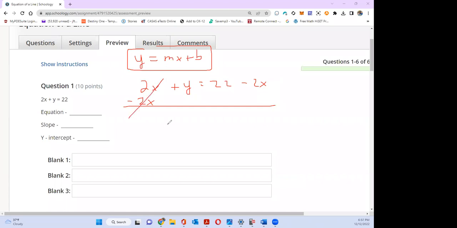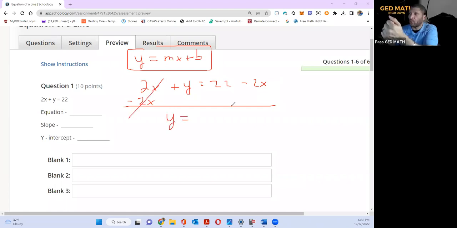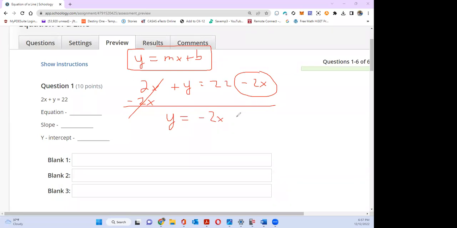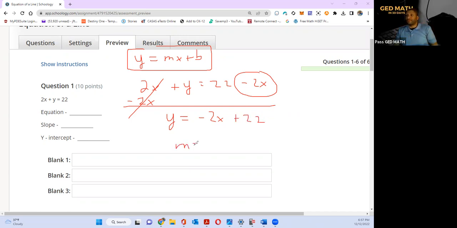Okay, so now the 2x is canceled. I'm left with y equals, and I'm going to put this term first. Remember, it doesn't matter what order you put them in, because you can subtract or add in any order. So I'm going to put the minus 2x first, and then 22 doesn't have a sign. If it doesn't have a sign, is it positive or negative? Positive. So plus 22. Now the slope is what?